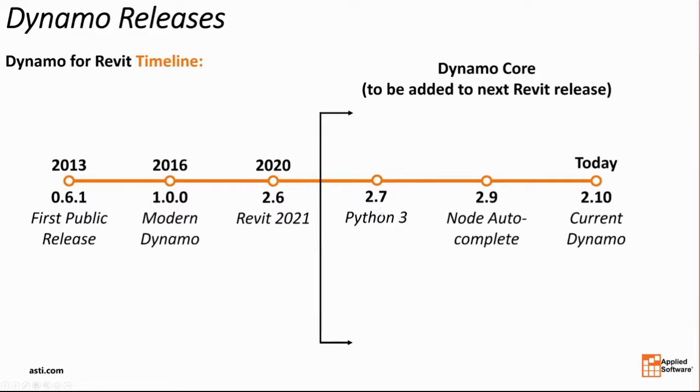But there are some other really interesting things that have happened, including this node autocomplete, which I'm going to talk about more in a couple of minutes. But this idea that we want to democratize access to visual programming and make it easier for people to do, and this node autocomplete is a big step in that direction.